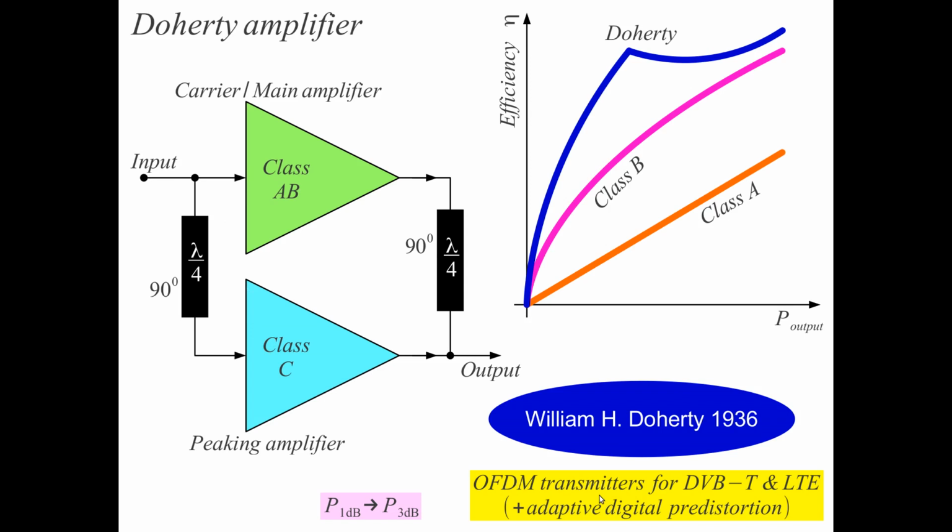And OFDM transmitters are now required also for broadcast, for digital video broadcast, terrestrial digital, or for LTE for mobile phones, all of them using OFDM. All of them are also using an adaptive digital predistortion, so the user does not know anything about these circuits here. He does not know anything about the Doherty. The digital part of the transmitter is actually adding already the required predistortion by the output stage to get best possible efficiency at low output distortion.